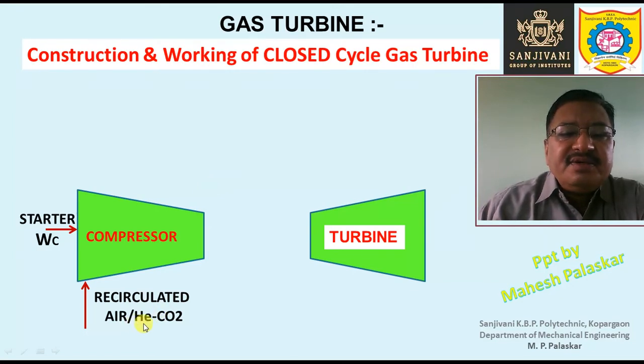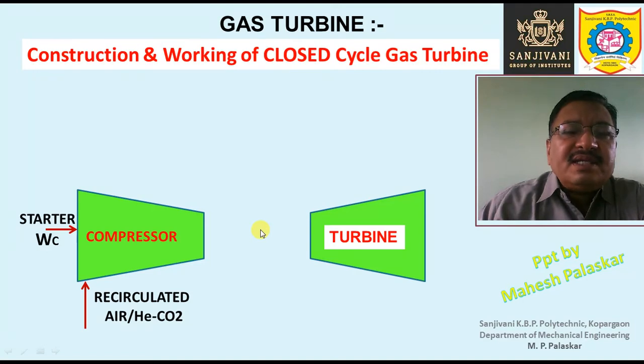So either we can use helium, or we can use the mixture of helium and carbon dioxide as the working substance in case of closed cycle gas turbine. But in case of open cycle gas turbine, by default air is the working substance, right? So let us say that the working substance is the mixture of helium and carbon dioxide. This working substance enters inside the compressor and it is recirculated. It is coming from the turbine. It is cooled here before it enters the compressor, right?